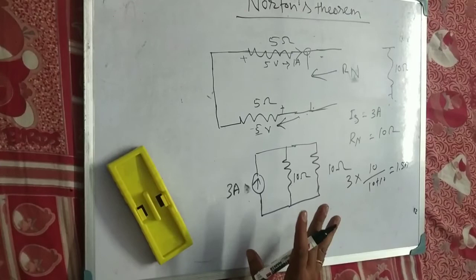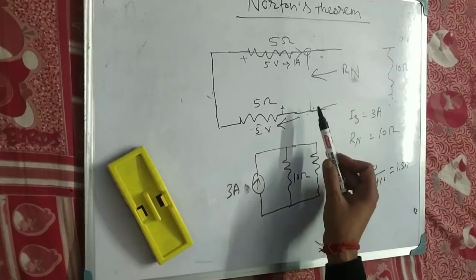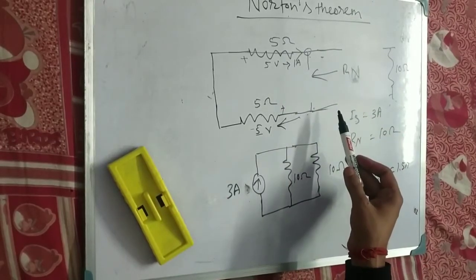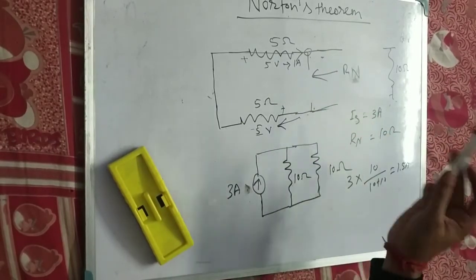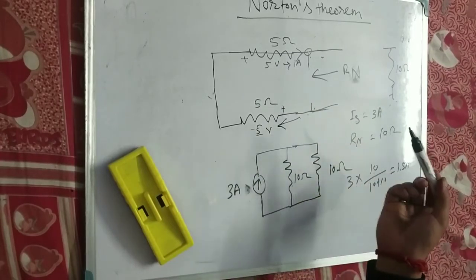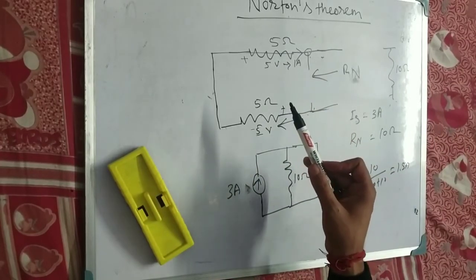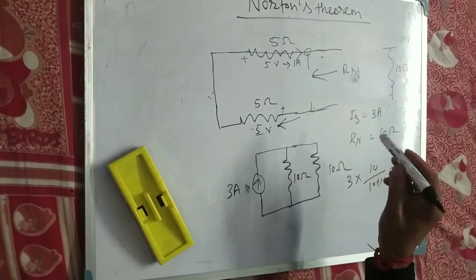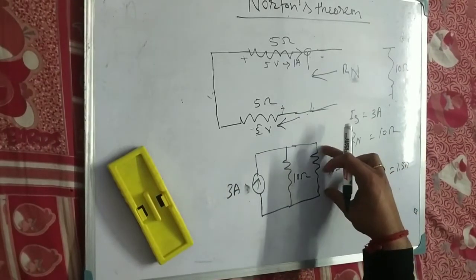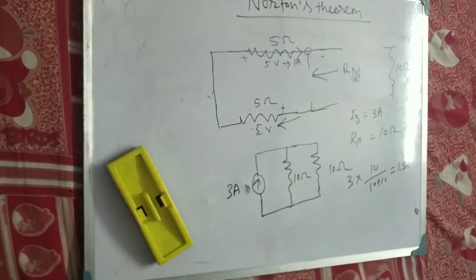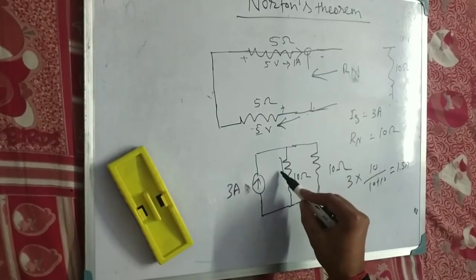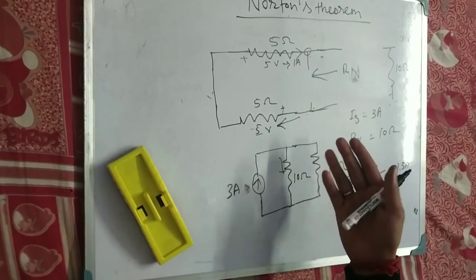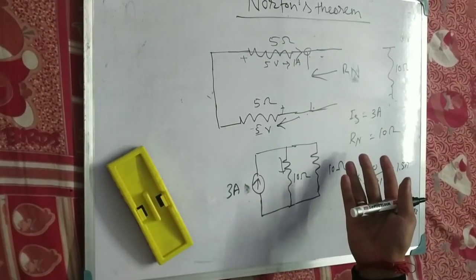In Norton's theorem, we first find the short circuit current. If we want the voltage or current at any terminal, first short circuit the terminal and find the short circuit current. Then look from this terminal into the circuit, open circuit the current source and short circuit the voltage source, and find the equivalent resistance. The short circuited resistance and the equivalent resistance are in parallel with the current source, and then we find the current through this load, which is the current through this terminal. This is Norton's theorem.